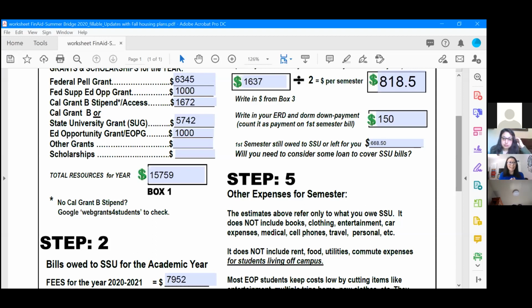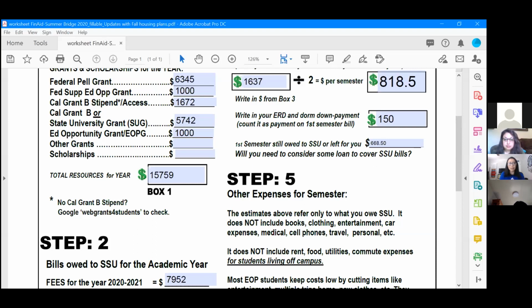It depends. What you'll need to do is go back into your FAFSA and update your housing plans. So if you're planning on living off campus, then go ahead and make that change. You can also notify the financial aid office and let them know that I was planning on living on campus, but now I'm planning on living off campus. What are the next steps? What do I need to do? You can email the financial aid office and work with them there.